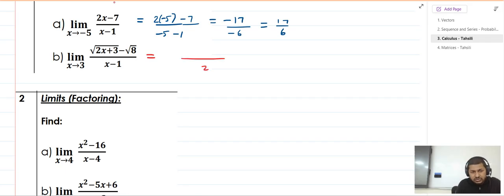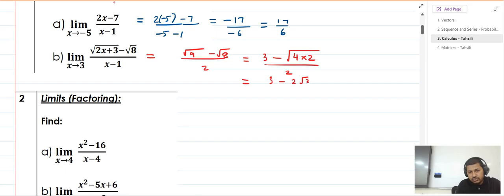If I substitute 3 inside here, 2 times 3 is 6, 6 plus 3 is 9, square root of 9 minus square root of 8. Okay, square root of 9 is 3, minus square root of 8. You can leave it as square root of 8, or you can say square root of 8 is square root of 4 times 2, and the square root of 4 is 2, so we get 3 minus 2 root 2, over 2. Final answer. I hope you guys are understanding.